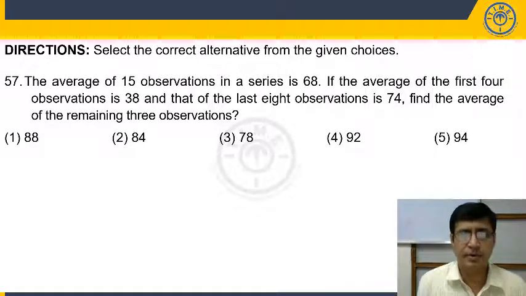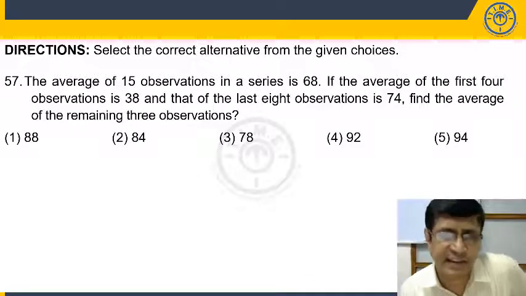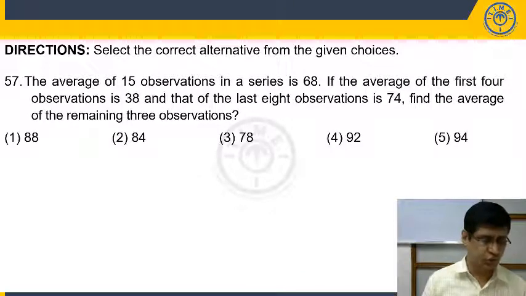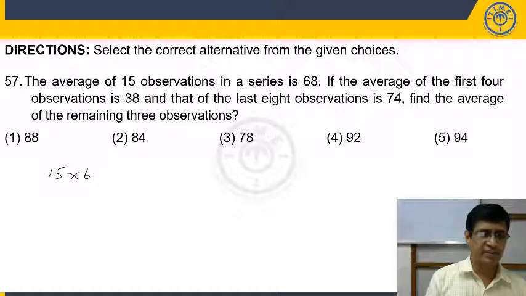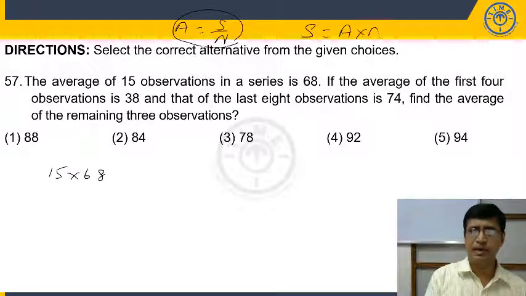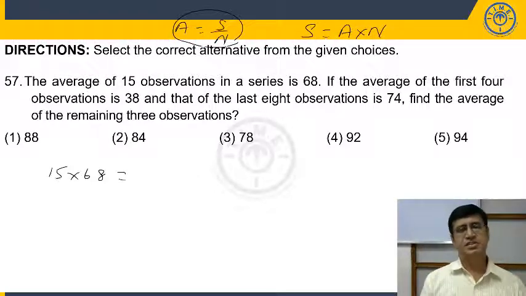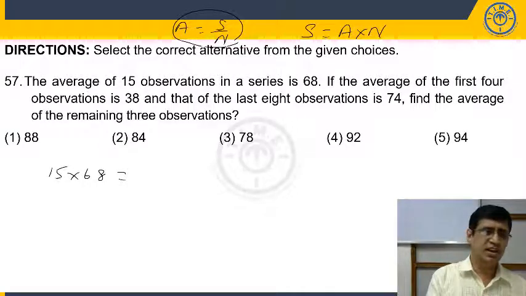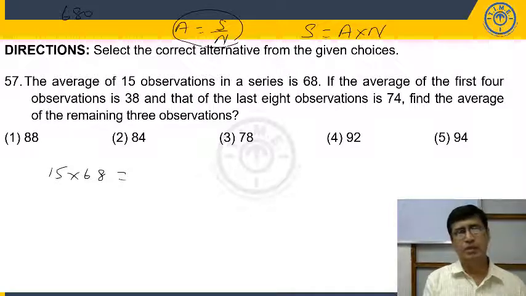Now look at the next example on your screen. This is the arithmetic question. Just look at this one. Select the correct alternative from the given choices. The average of the 15 observations in a series is 68. So 15 numbers are there, and the average is 68. Average is equal to the sum of the observations by the number of observations. Now the sum we can find just by multiplying the average with the number. So 15 into 68. 15 means 10 plus 5. 10 times 68 is 680. Now 5 times means half of the 10 times.